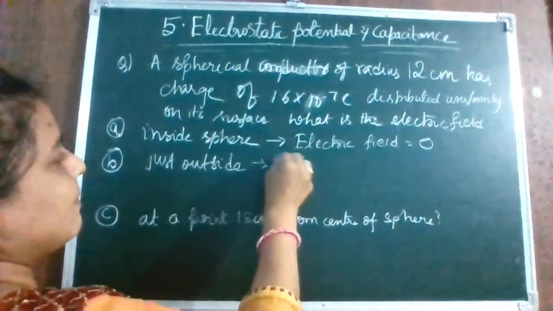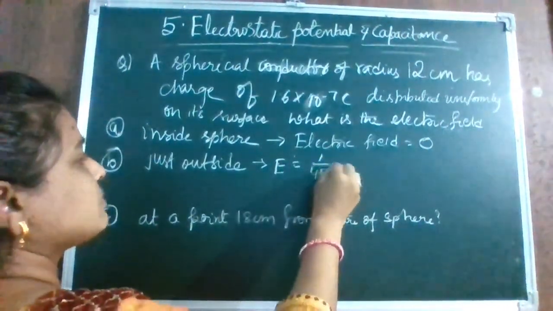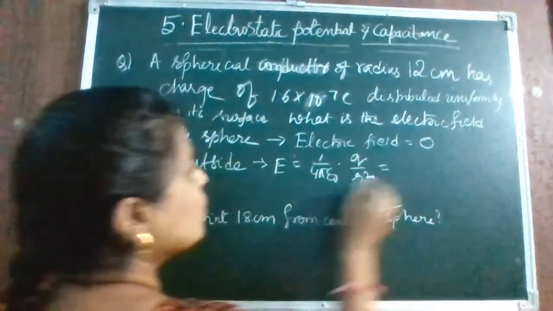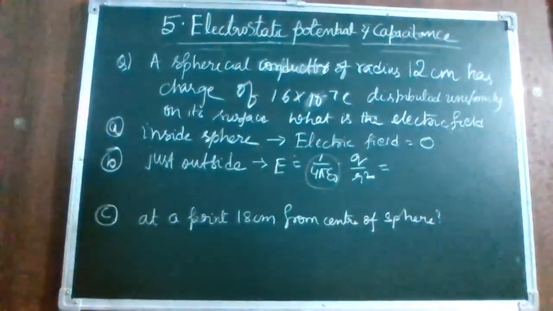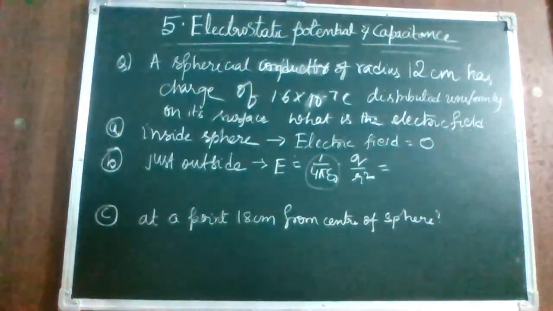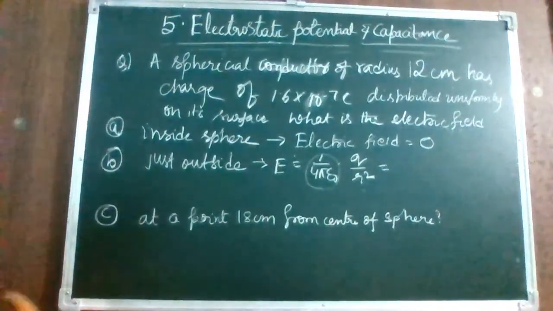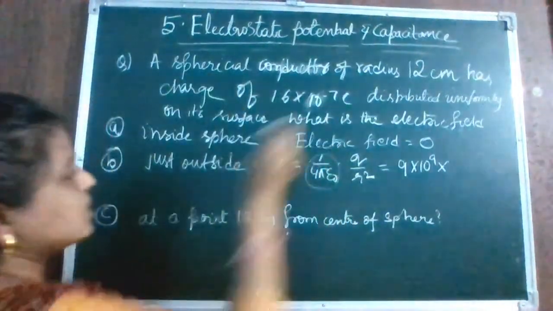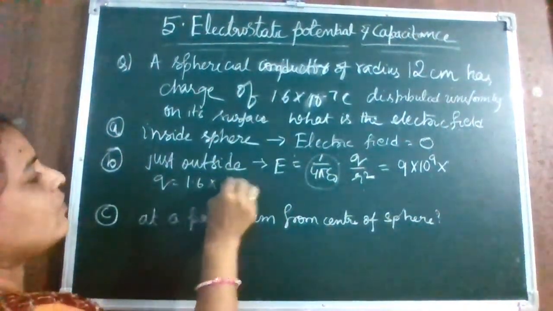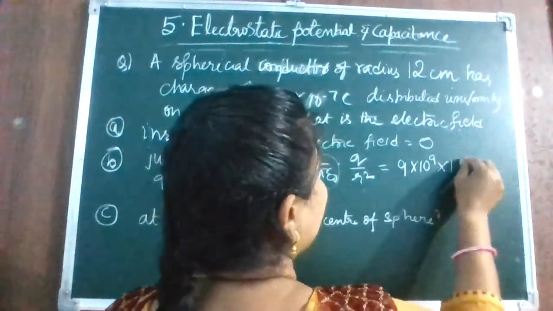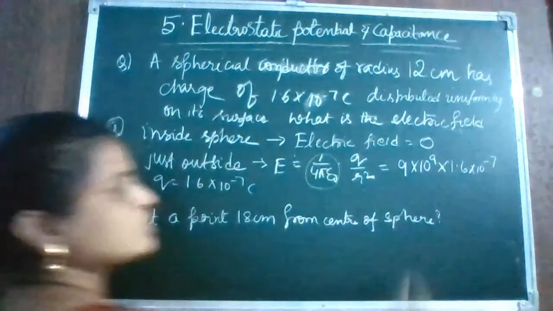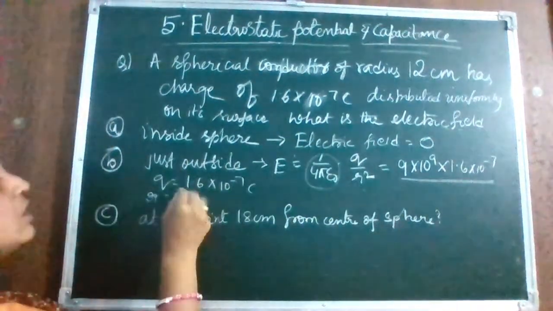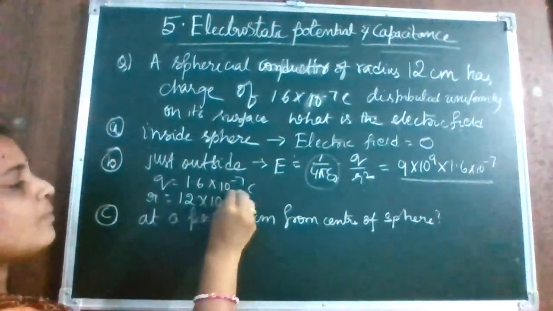Just outside, here we can apply the formula for the electric field intensity, 1 by 4 pi epsilon naught into q by r square. We can substitute 1 by 4 pi epsilon naught is equal to 9 into 10 to the power of 9, into the charge he has given. Q is equal to 1.6 into 10 to the power of minus 7 coulombs, by r square. R he has given as a radius of 12 centimeters. 12 centimeters means 12 into 10 to the power of minus 2 meters.